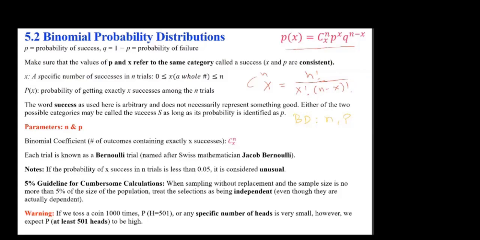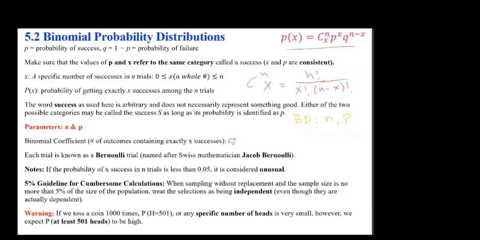Let me just make sure everybody's following what's happening here. We've already discussed this 5% guideline for cumbersome or difficult calculations, which simply put means there may be cases, remember, when we sample with replacement, it becomes independent, but without replacement, it is no longer an independent event, it becomes dependent. However, you can refer back to previous lectures: if the size of a sample is very small compared to the size of a population, then we can assume independence.